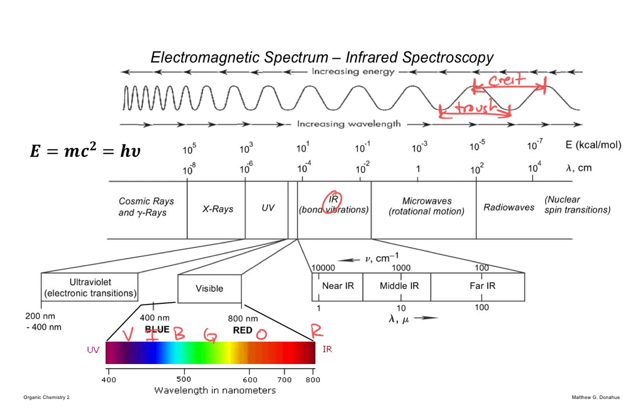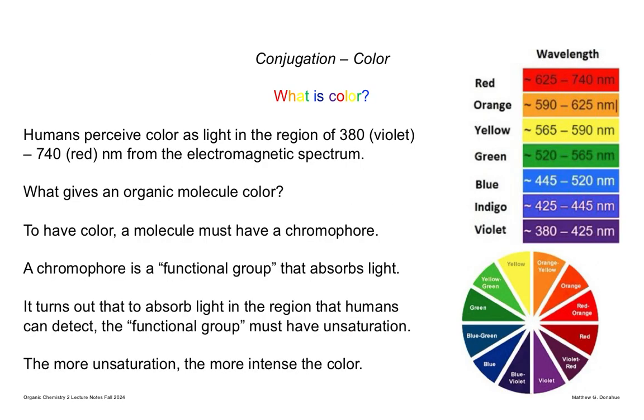So what is the chemical basis for color? First, what is color? So there they are. Within that part of the spectrum, you can see in nanometers on the right here at what wavelengths these different colors occur. So again, red is lower energy, violet is higher energy because the wavelength is shorter. So we perceive color from 380 to 740 nanometers.